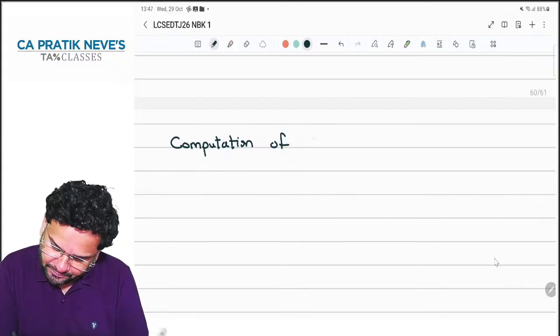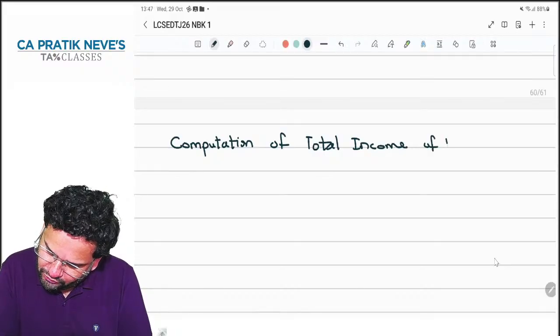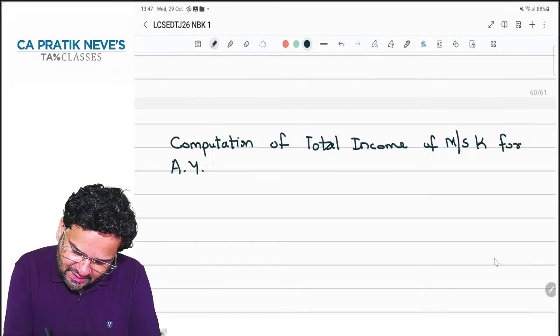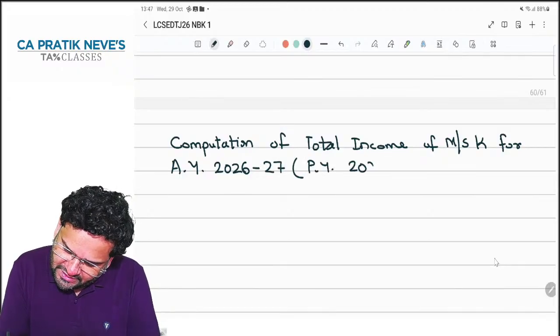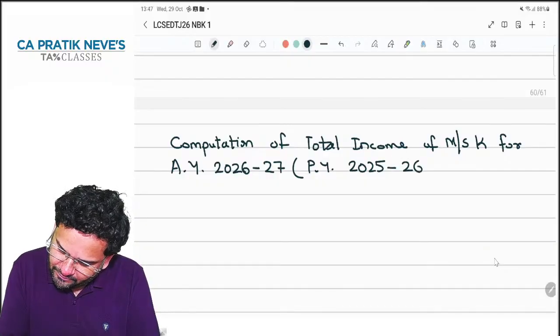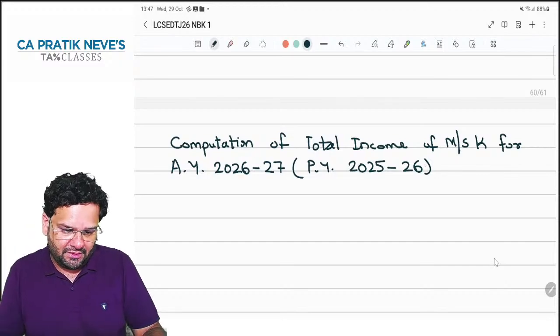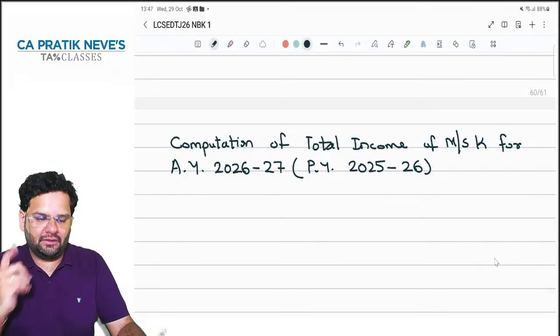Computation of total income of Miss K for assessment year 26-27, which is relevant to PY 25-26. Very good, Pallavi. Very good, Priyank.